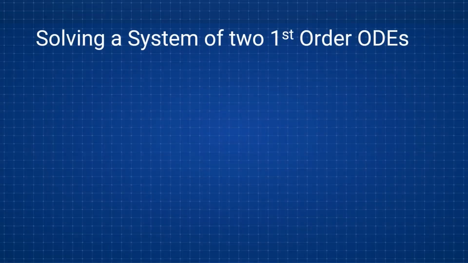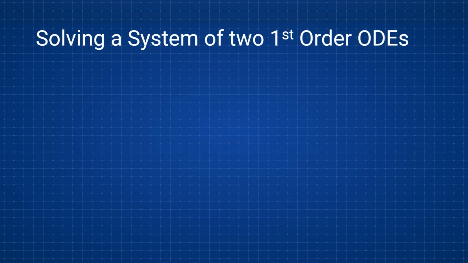So in today's video, we're going to be solving a system of two first order ODEs. In the last video that you guys saw, we were basically breaking up a second order ODE into two first order ODEs. But now what we're doing is we just have two random first order ODEs.